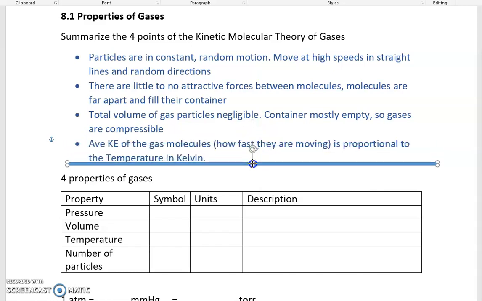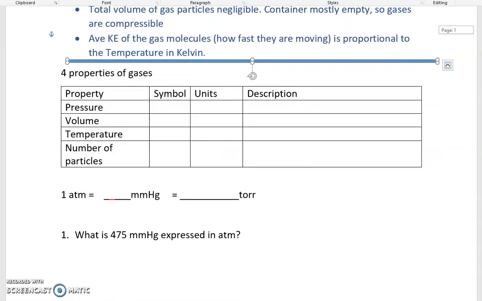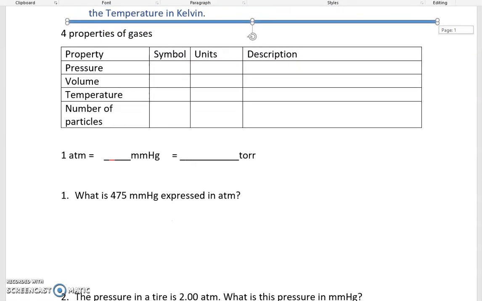And lastly, one that we didn't prove but didn't see: the average kinetic energy of the gas molecules, which is how fast they are moving, is proportional to the temperature in Kelvin. And we will be looking at this. We will see that if you increase the temperature, you will increase the movement of the molecules.